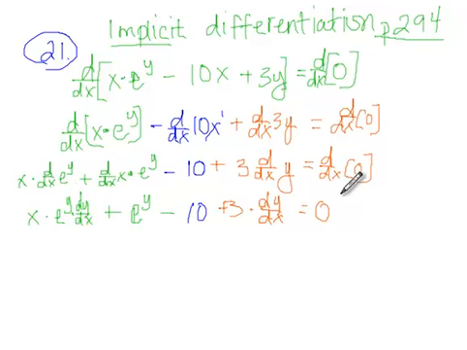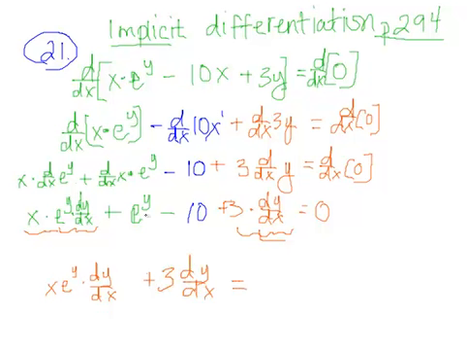Alright, so in this stage now I'm going to pull all of these terms, this term right here and this term, to one side of our equation. Oops, this is part of it. So we're going to have x e^y dy/dx, and then plus 3 dy/dx equals, and I'm going to subtract this off and I'm going to add 10. So I'm going to actually say 10 minus e^y, because I subtracted e to the y and I added 10 to the x.